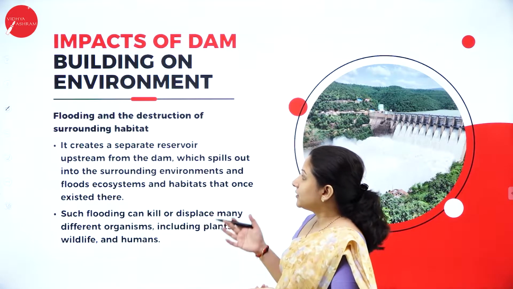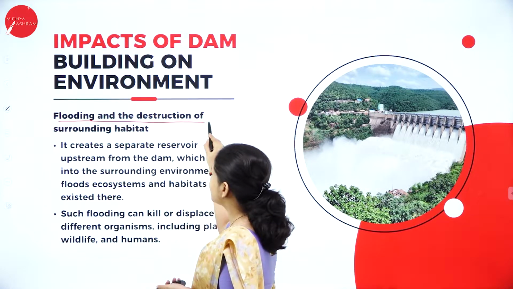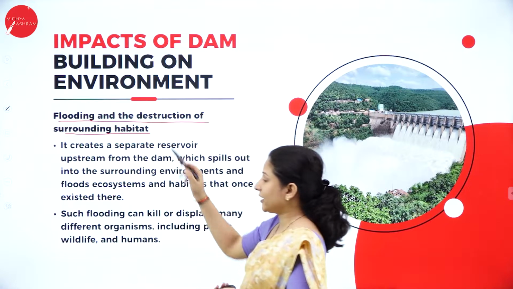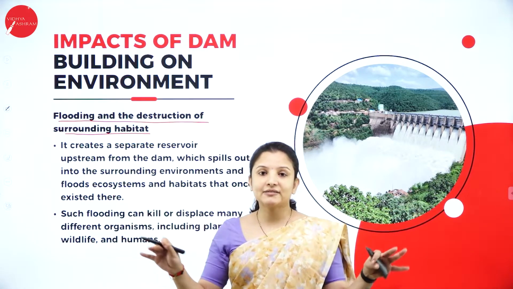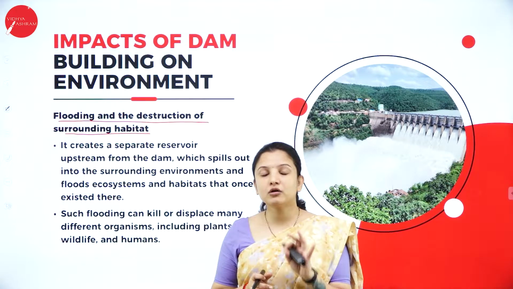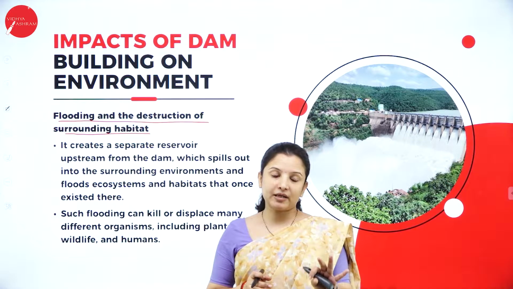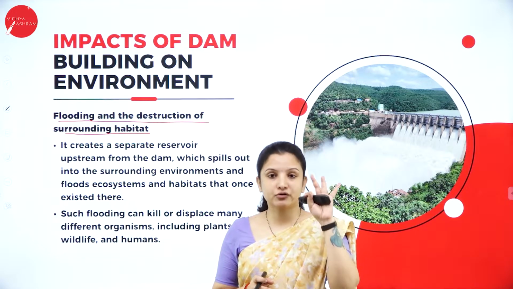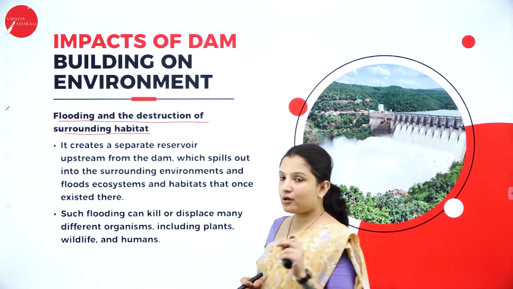Next is, the impact of dam building can cause flooding and destruction of surrounding habitat. So when a dam is built, what happens? The surrounding areas tend to flood. So this flood can pose a lot of threat to the people living there, to the agricultural farmlands, to the fertility of the soil, to the tree population that is there, and whatnot. So we'll study about this.